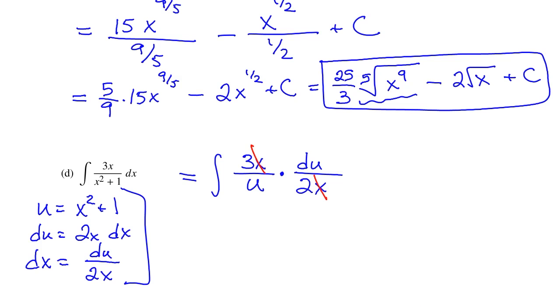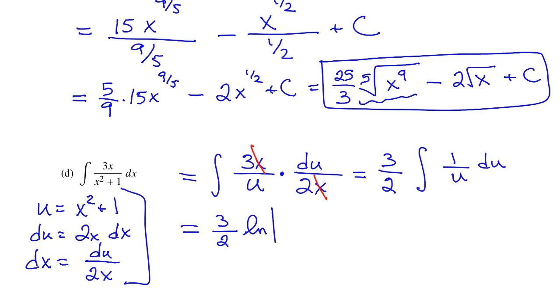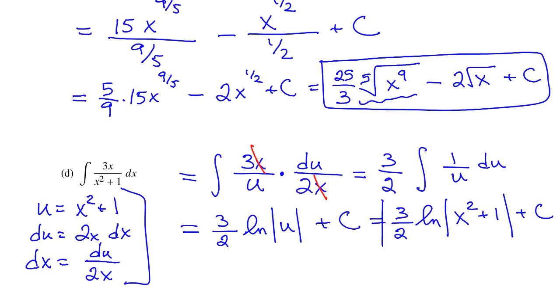The x's here cancel, and the numbers come out to the front. There's a 3 on top and a 2 on the bottom. So it's 3/2 times the integral of 1 over u du. The integral of 1 over u is natural log. So this would be the natural log of the absolute value of u plus c. And then we back substitute. And we get 3/2 times the natural log of the absolute value of x squared plus 1 plus c. And on this one, you could have even dropped the absolute values, because x squared plus 1 is never negative anyway.